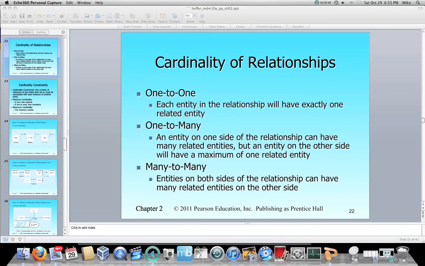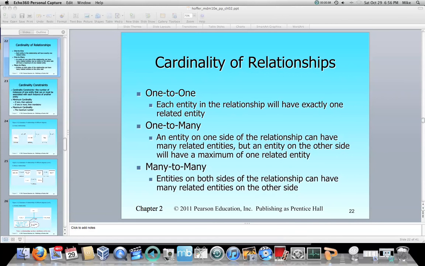So, relationships. You can have a one-to-one relationship. So you can have two entities that are related one-to-one. And you may say, well, why would I have a relationship like that? Believe me, there are various reasons that you would have a relationship. A good example would be personally identifiable information.